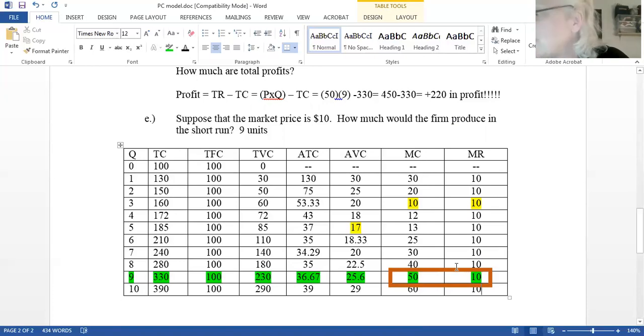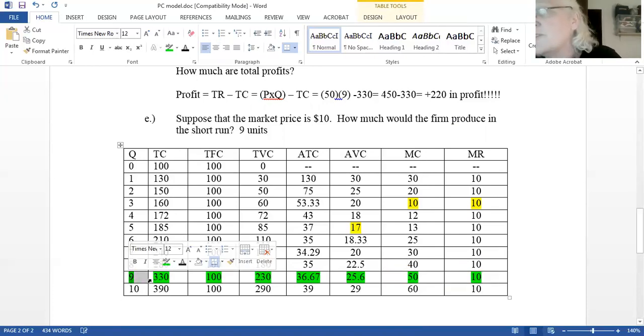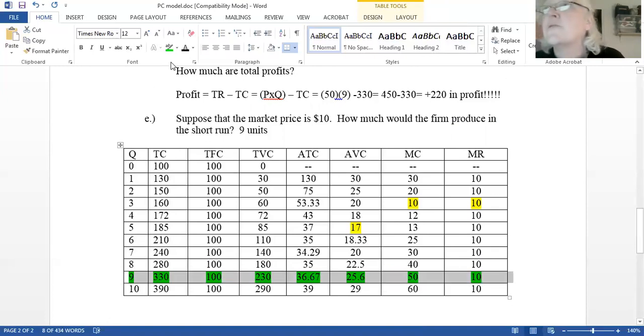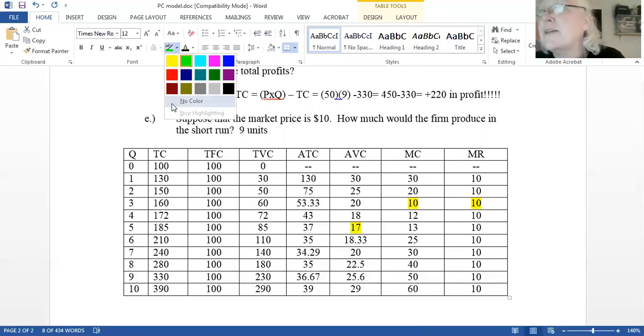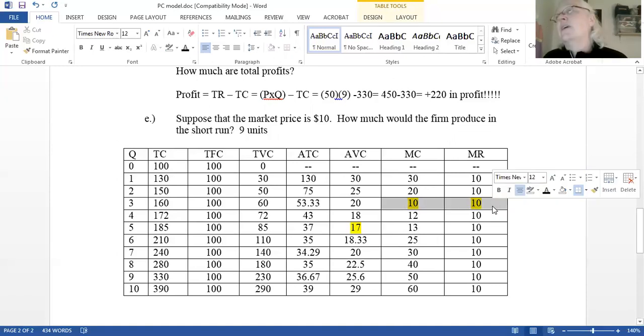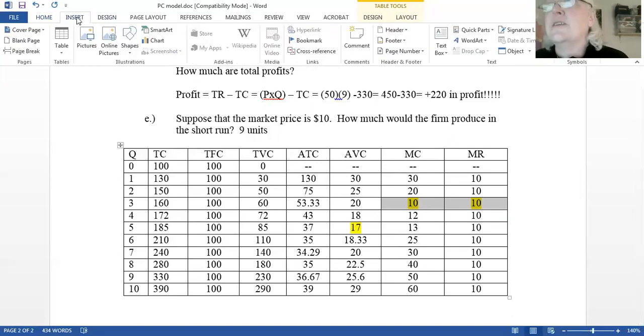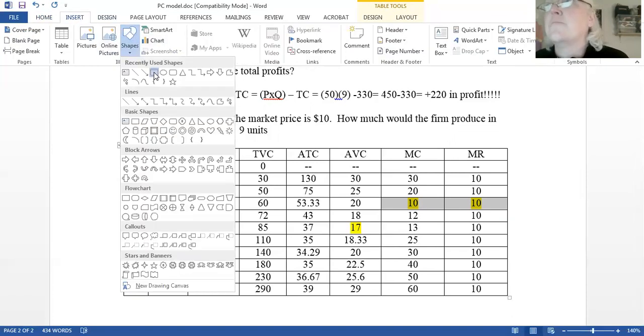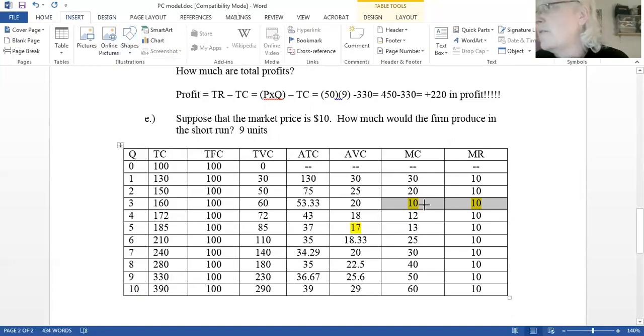Let me get rid of some stuff because this is a whole new decision making. We don't need all this old stuff that's going on. So let me get rid of that. No color. There we go. Okay, so now we search and we find where the 10s are equal. And look, I see it. Okay, right here. So let me insert my square to show this.